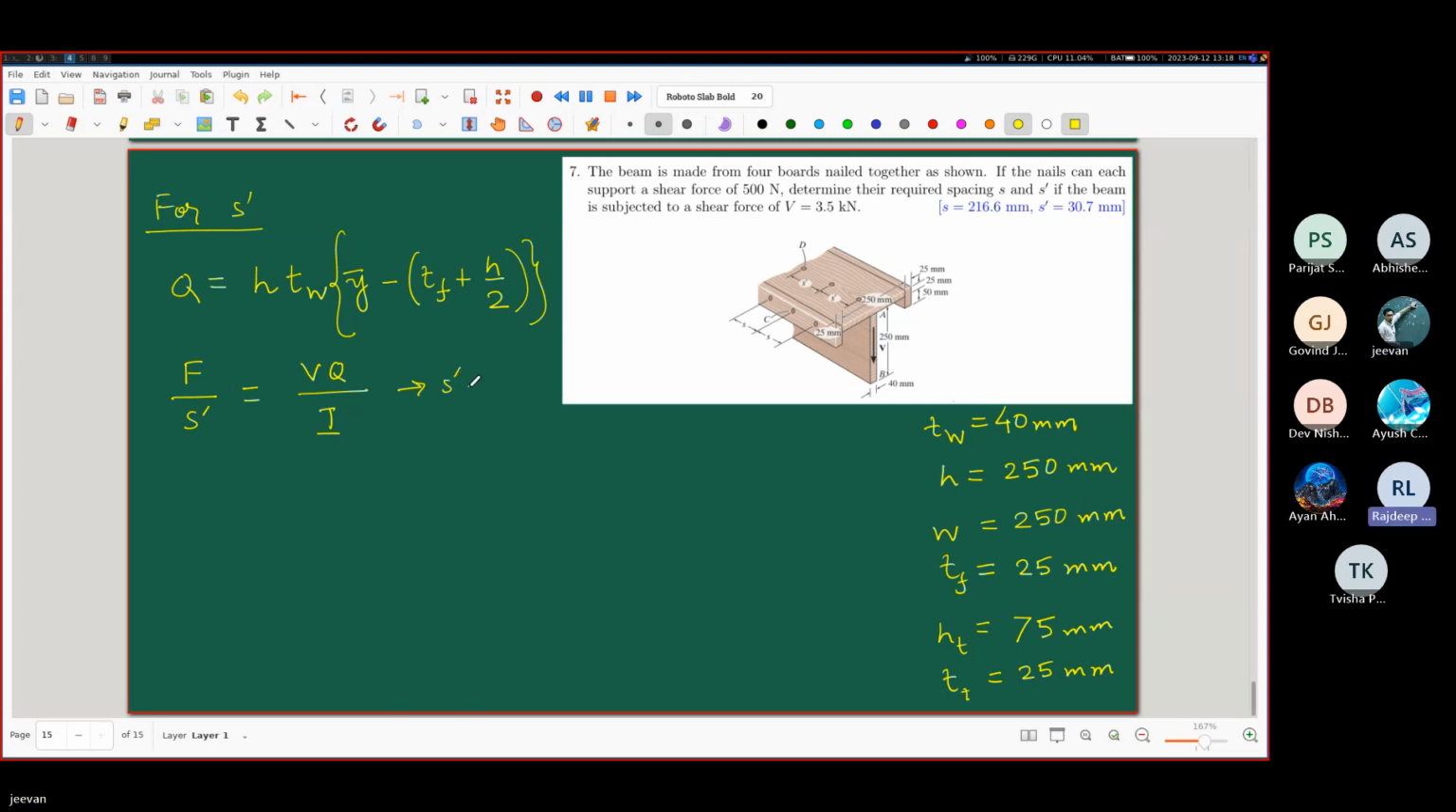So why is it not the board in the middle? This is the board in the middle. No, I'm considering not that one, the horizontal board. The horizontal board you want to consider. That's what I'm going to discuss now.